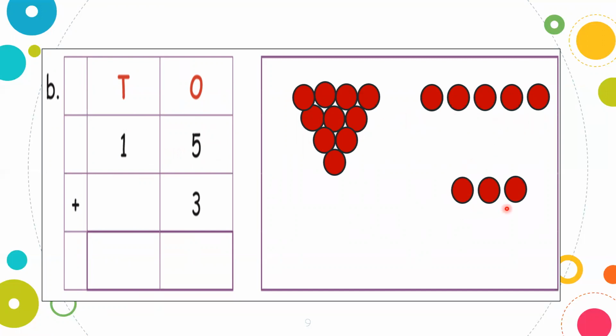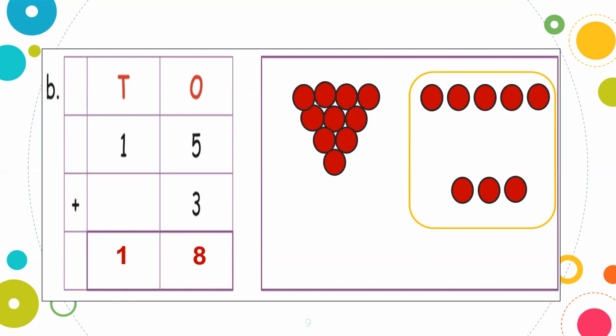15 will be 1 ten and 5 ones. And plus the second number, which is 3. Then we will add these grapes, which are not in the bunch. We will add those grapes. That will be 5 plus 3. 5 plus 3 will give us how much? This is already 5, 6, 7, 8. In ones place, we will write 8. And here we have 1 ten, right? 1 ten. So in tens place, we will write 1. The answer is 18, which has 1 ten and 8 ones.